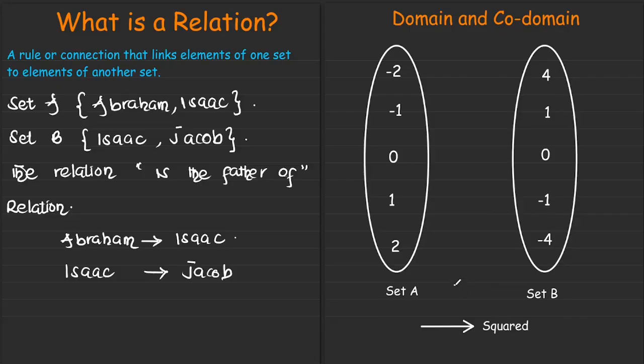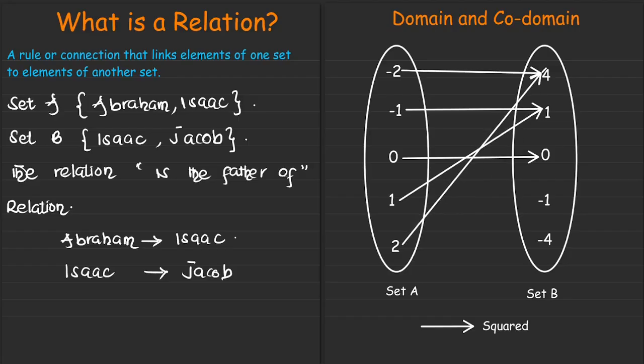Now, the relation that will link set A to set B would be squared. So with that, the square of -2 is 4, so we bring that here. The square of -1 is 1. The square of 0 is 0. The square of 1 is 1. Then finally, the square of 2 is 4.